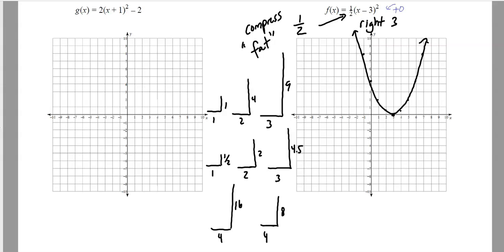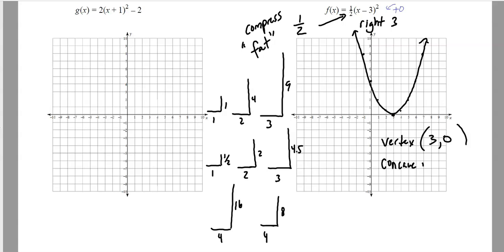So it just kind of smushes it down a little bit, makes it open up a little bit wider. So let's list out our stuff. So our vertex moved 3 to the right, didn't move up or down. We have, it's concave up.